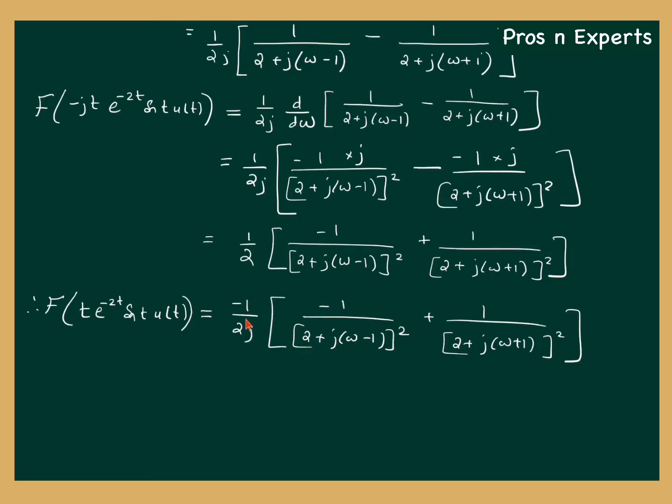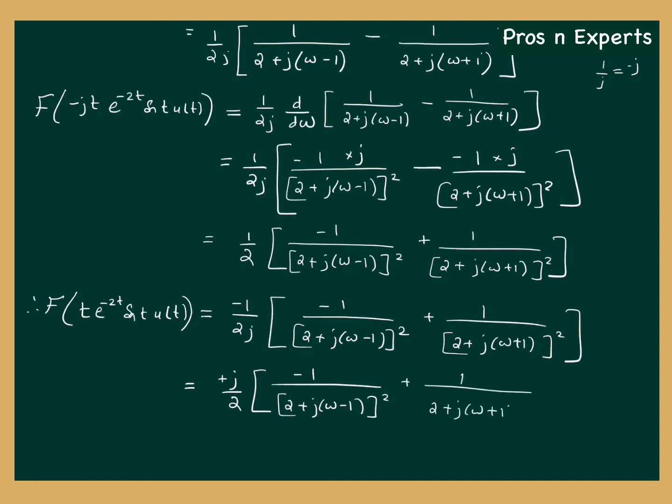Now I can convert this 1 by j into numerator. It will become minus j, right? 1 by j is actually equal to minus j. So performing that, I will get this as plus j by 2 into minus 1 by 2 plus j into omega minus 1 the whole square plus 1 by 2 plus j into omega plus 1 the whole square. Okay, this is the Fourier transform of t into e raised to minus 2t into sin t of t.